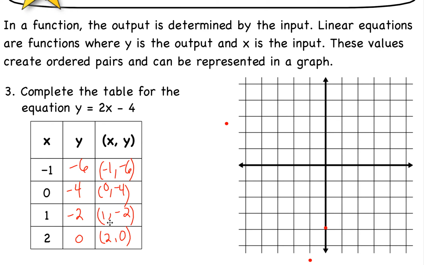And the next one is 1, negative 2. So from the origin, go positive 1 in the x direction. Which way is positive 1? That's right. And then from there, we go down 2. And then the last one is 2, 0. So from the origin, go 2 in a positive x direction, which is right. And then don't go anywhere up or down, just leave it there. So there we go. We've completed the table, and we've plotted those points.